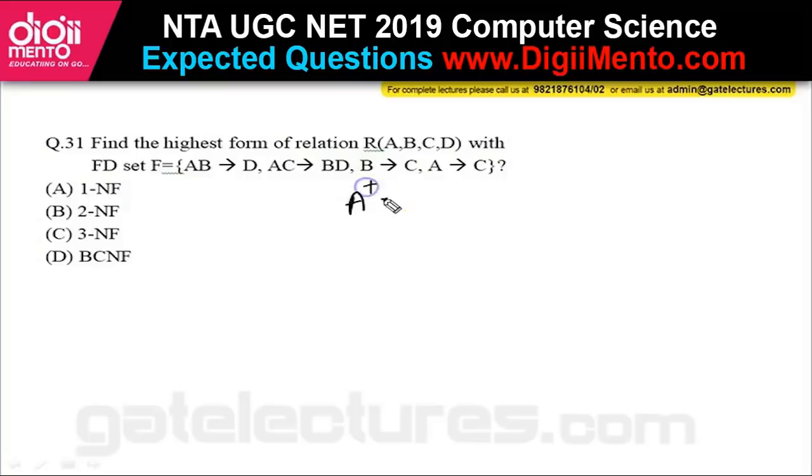So let's see. A plus: yes, A is deriving C, AC is deriving B, D. So yes, A is our candidate key and it is our only candidate key because it cannot be derived by anyone else. So A should be here. If we include anything else with A, it will become a super key, not a candidate key. So A is our only candidate key.